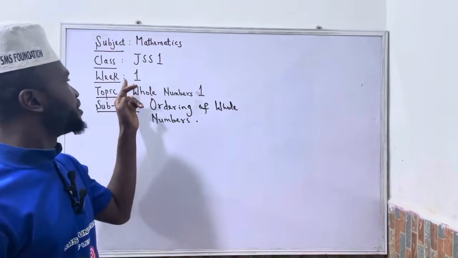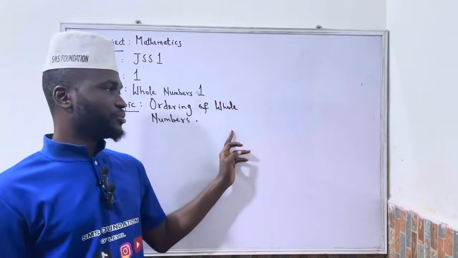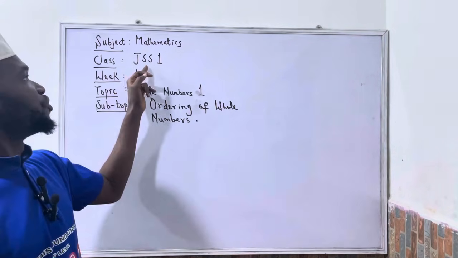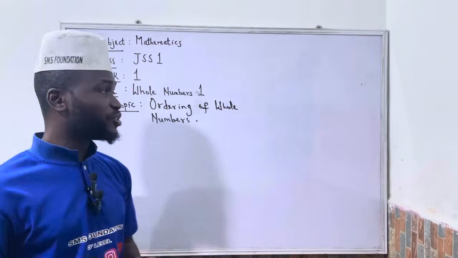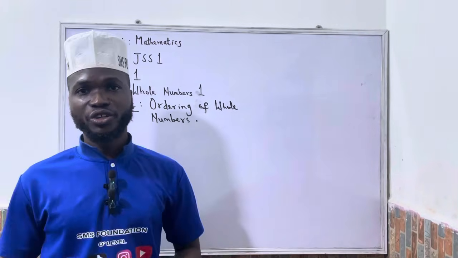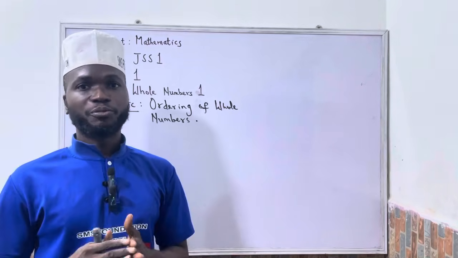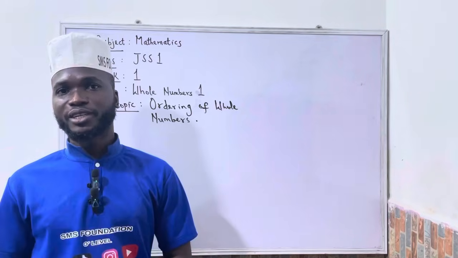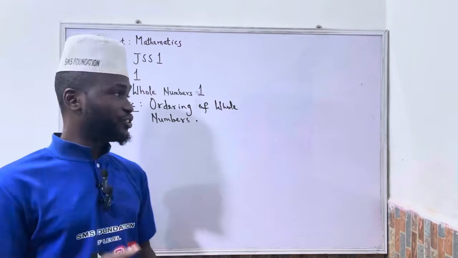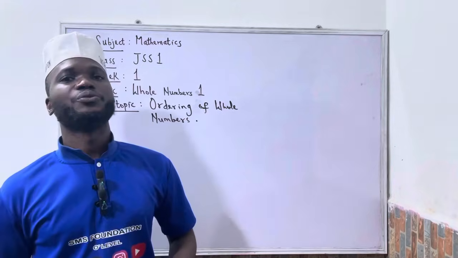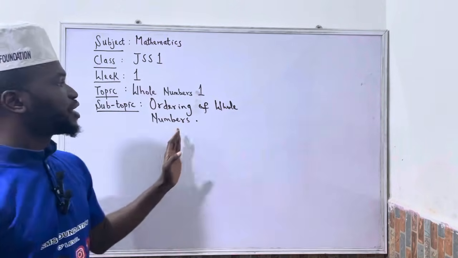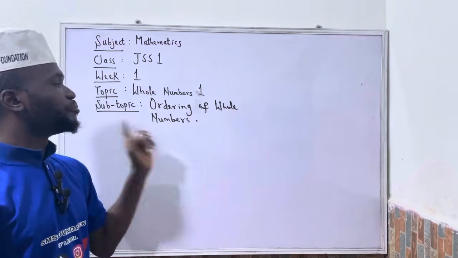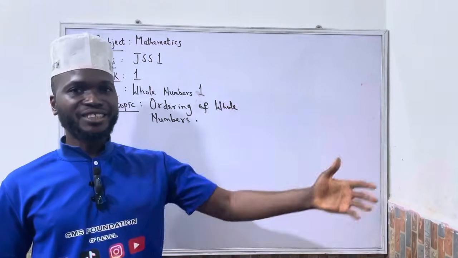So this will be the last video, the last concept we are going to consider in week 1 of your GSS 1 mathematics scheme of work. The next thing you are doing on whole numbers will be in week 2, and that will be basic operations on whole numbers. That's addition, subtraction, multiplication, and division of whole numbers. So that will be in week 2. But as for week 1, the last thing is ordering of whole numbers. That is arranging whole numbers.